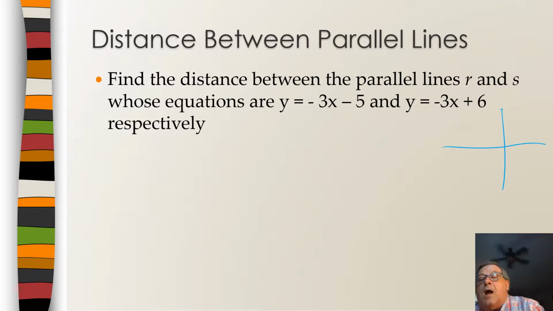We got an x and y axis, and you got one line that's got a y-intercept, say down here at negative 5, and you got another line that's got a y-intercept up here at positive 6, and we're trying to determine the distance between these two parallel lines. And specifically, I'm going to try to find it, let's say, right in through here.